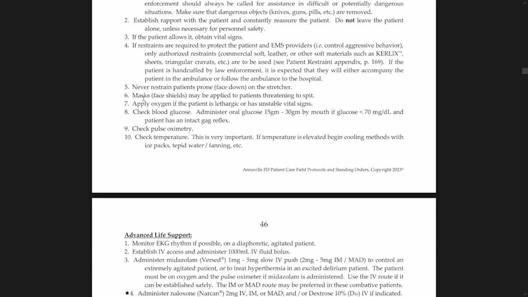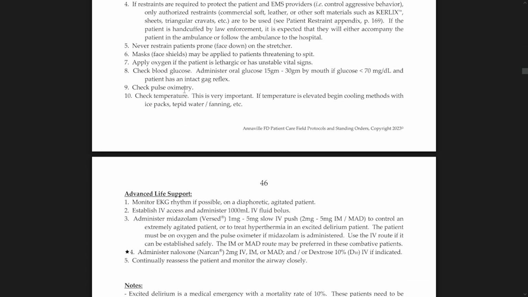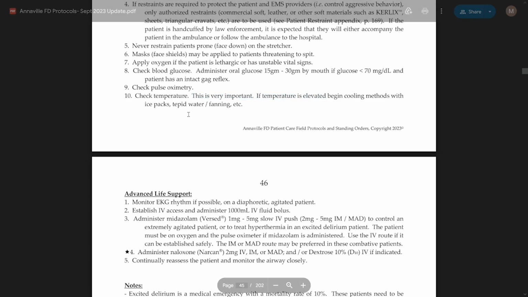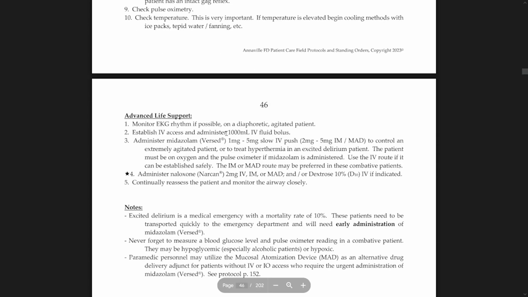Apply oxygen if the patient is lethargic or has unstable vital signs. Check their blood glucose levels. Administer oral glucose 15 grams to 30 grams by mouth if it's less than 70 and the patient has an intact gag reflex. Check the pulse oximetry and check temperature. This is extremely important. If it's elevated, begin cooling methods such as ice packs, tepid water fanning, etc.